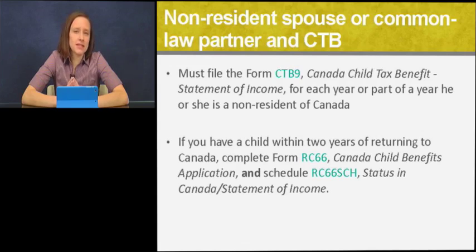Each year, a non-resident spouse is required to submit Form CTB-9, Canada Child Tax Benefit, Statement of Income, to declare their worldwide income, even if it's zero, for benefits calculation purposes. If this form is not received by the CRA, child tax benefit may be suspended. If you or your spouse became a new resident or returned as a resident of Canada in the last 2 years, and you are applying for child tax benefits, you must include Schedule RC66 SCH, Status in Canada Statement of Income, with your application.